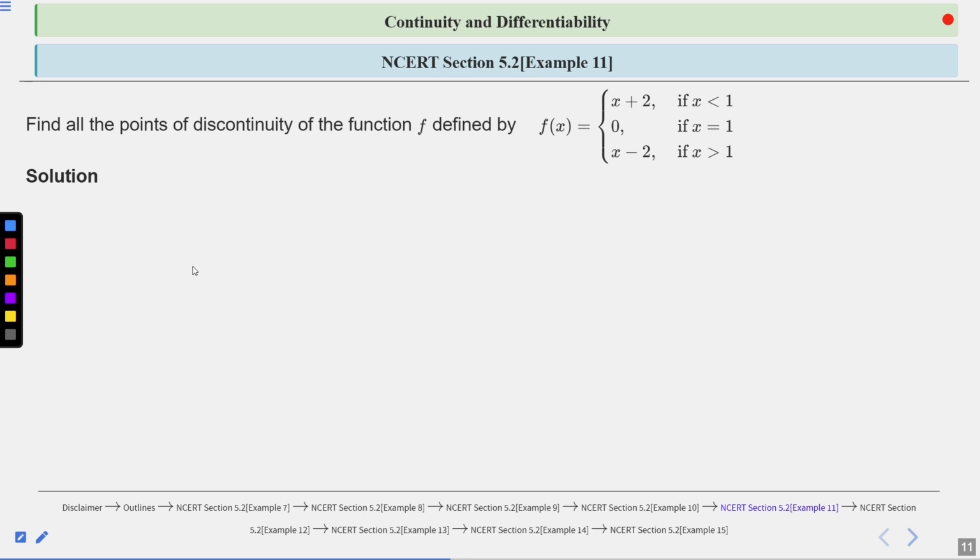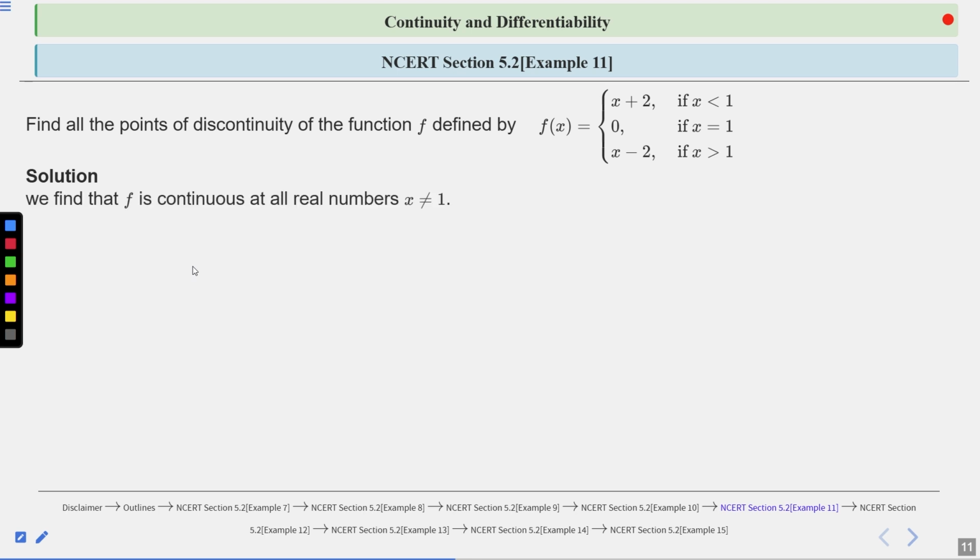Again, we have to basically find the points of discontinuity of the given function. We will try to draw the graph of the given piecewise function, as well as we can try with the limits: limit as x tends to 1 minus, limit as x tends to 1 plus, and the value of the function at x equal to 1, right? If all the three are equal, we can say that x equal to 1 is the point of continuity, and if they are not equal, then it is the point of discontinuity, right?